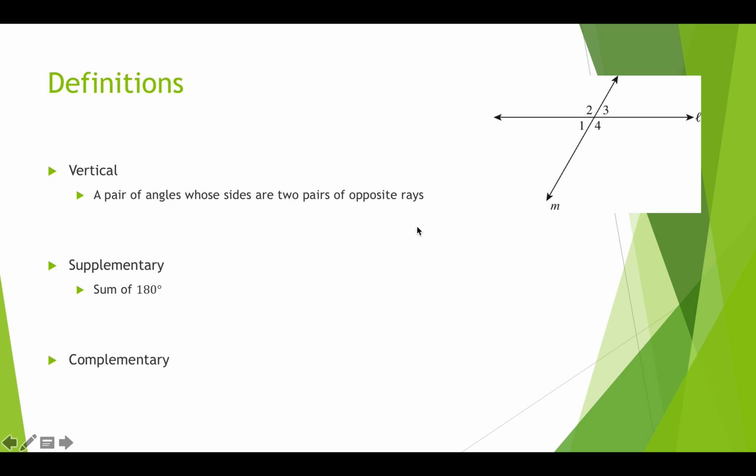Supplementary angles are a pair of angles whose sum is 180 degrees. Lines are 180 degrees. So in my previous example, I have a lot of supplementary angles. 2 and 3 are a pair, 3 and 4, 4 and 1, and also 1 and 2. So lots of pairs anytime I have a straight line.